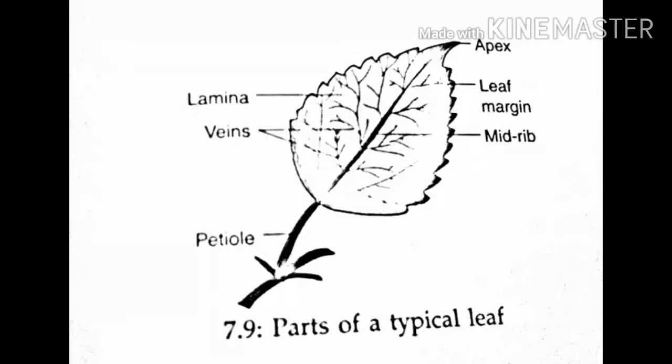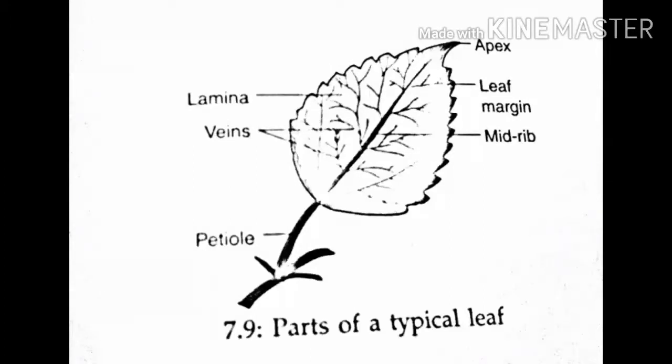Now we'll see the parts of the leaf. First one, leaf blade or lamina. The green flat portion of a leaf is called lamina or leaf blade.